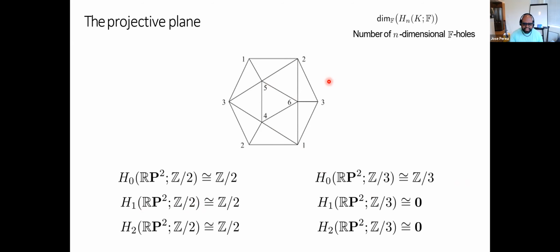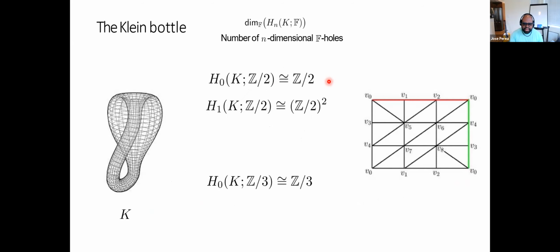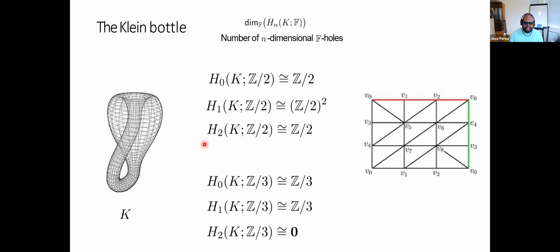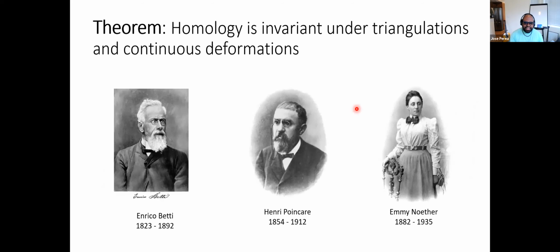And then for my last example, I'll just run very quickly through this. The Klein bottle, homology with Z mod 2 and Z mod 3 coefficients. If you look at it with Z mod 2 coefficients, it looks like the torus. But if you look at it with Z mod 3 coefficients, it looks like something very different. So the Klein bottle is complicated. Who knew? So homology is a great invariant.